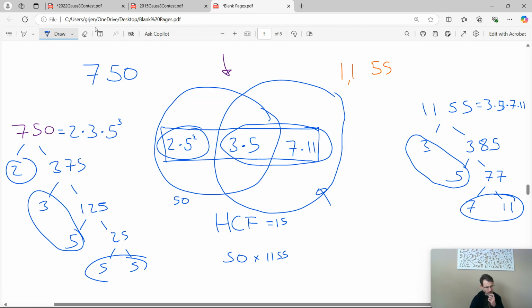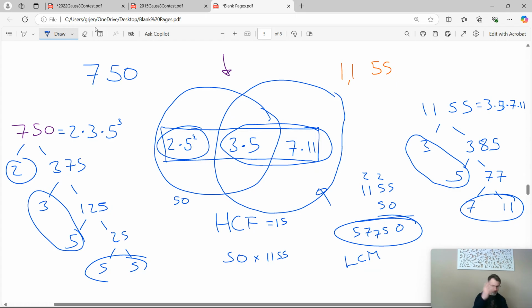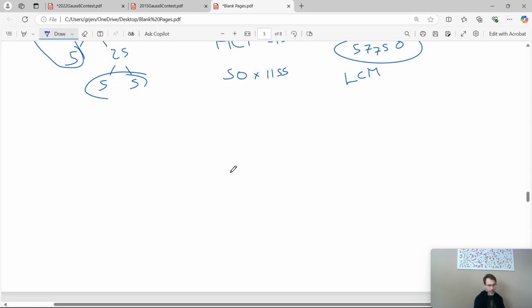I just want to do it like this. 50, 1155. So we're going to have a 0 there. That's a 5. Carry the 2. That's a 7. Carry the 2. That's a 7. And then 5 times 1 is 5. 57,750. This is the lowest common multiple of these two monstrous numbers. Okay.